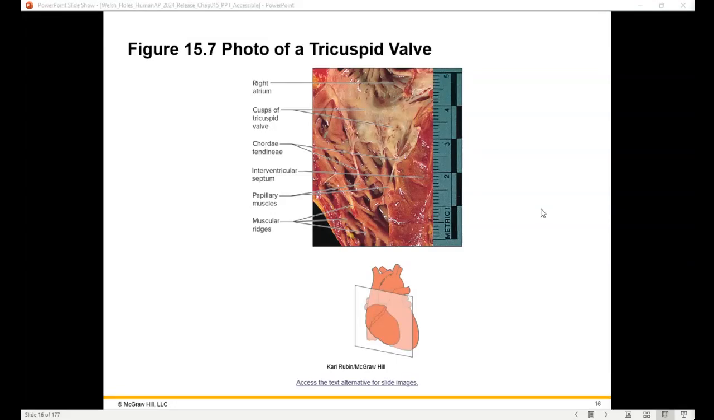Okay, this shows a photo of the tricuspid valve. And notice that the chordae tendineae hold the flaps into place, and what we call the heartstrings.